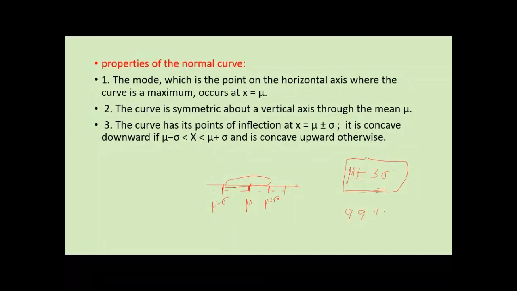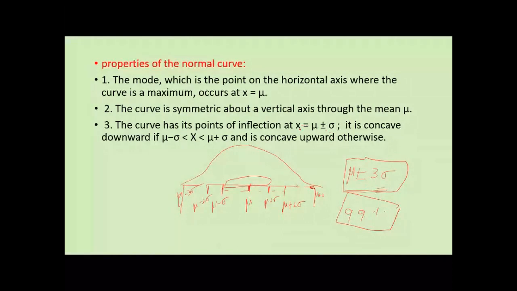Here, another interval you can find: mu plus 2 sigma, mu minus 2 sigma, and finally you can find mu minus 3 sigma, mu plus 3 sigma, a bigger interval. In this interval, almost 99% of the data will fall. That's called the 3 sigma policy in statistics.